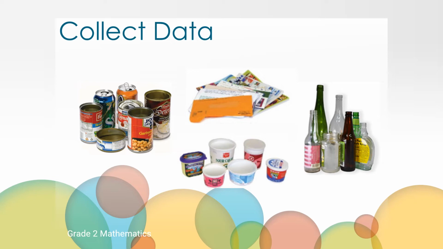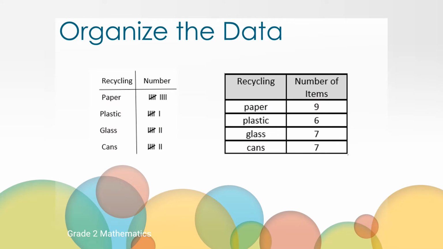Did you notice cans and glasses were separated into different piles? Plastic containers were grouped together, and there was a lot of paper and mail that went into another pile. Once we've sorted our data, we can begin counting. We can keep track of how many we count using tally marks or by recording the numbers in a table.